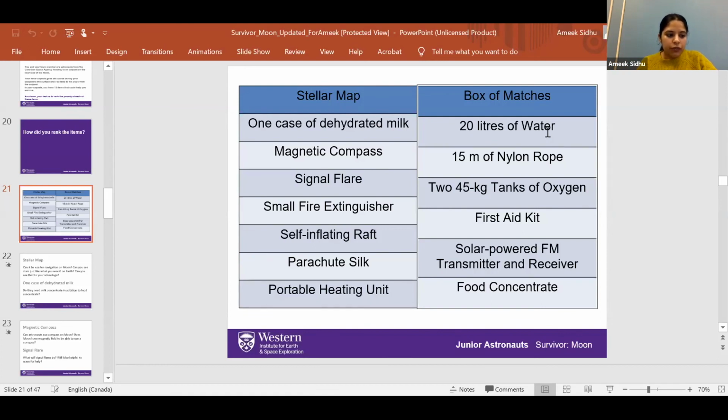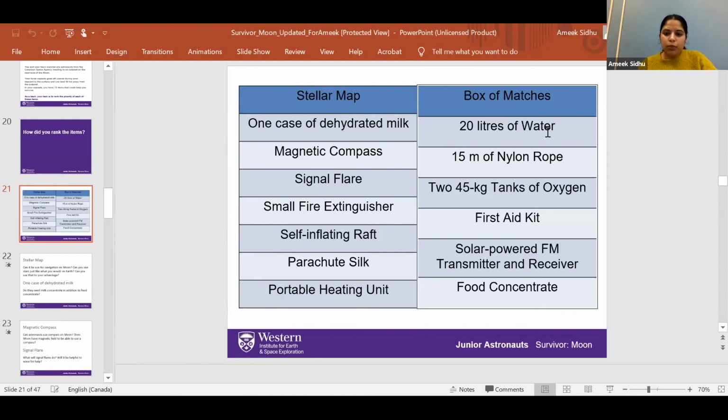Number 13 would be the portable heating unit. That's because they already will be in their space suits. And besides, they wouldn't need that much heating while on their journey from where they landed to the outpost. So that's number 13.